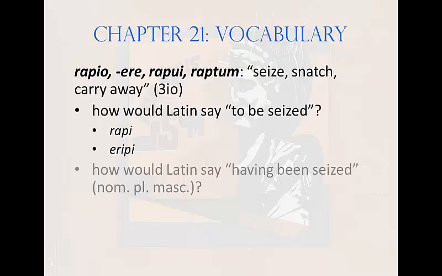And how would Latin say, having been seized? And let's make that nominative plural masculine. Having been, that's the fourth principal part of the verb, isn't it? Rapio, rapere, rapui, what is it? Oh yeah, raptum. But you gotta make it masculine nominative plural. Let's see, that would be, yes, rapti.